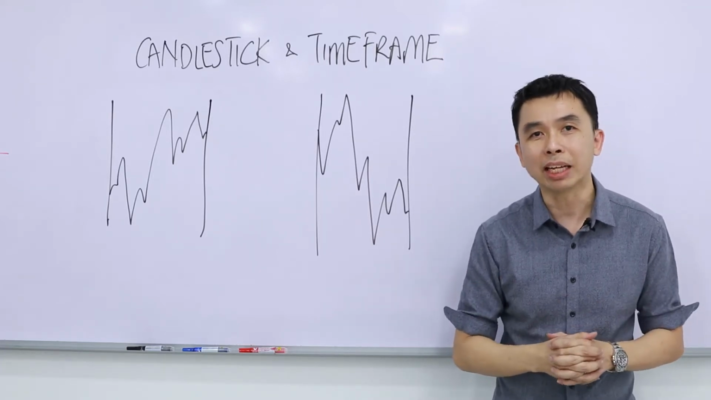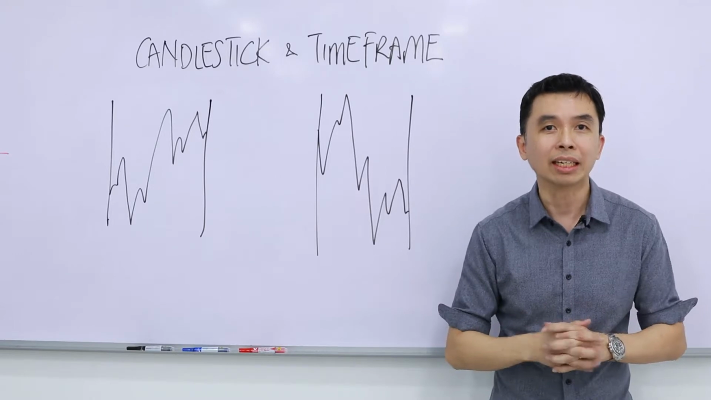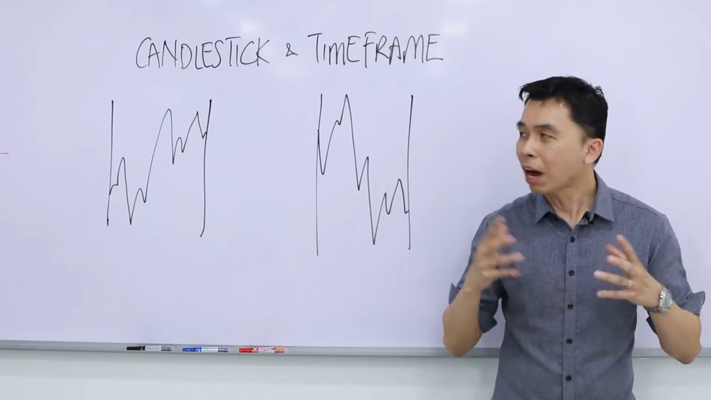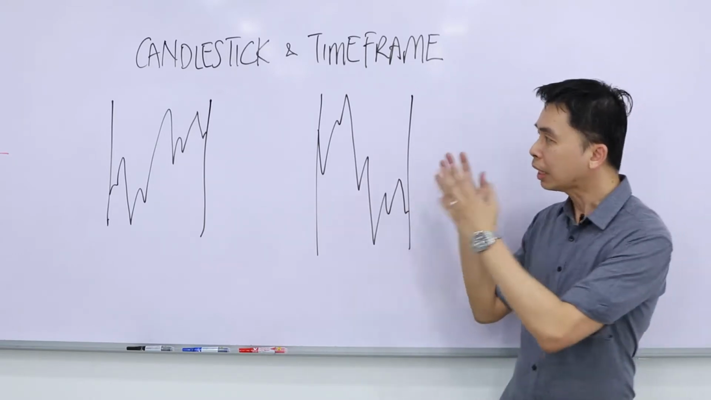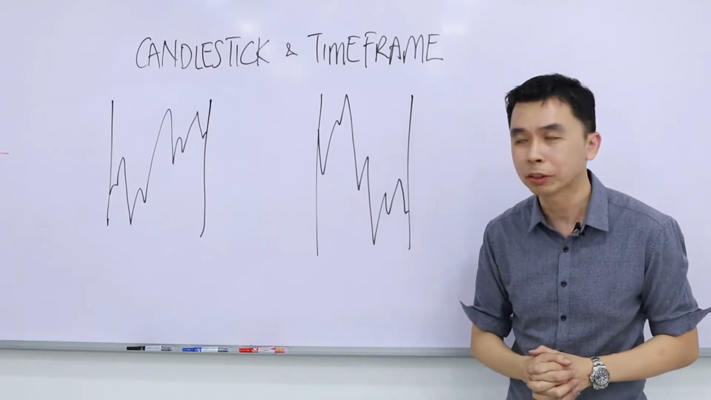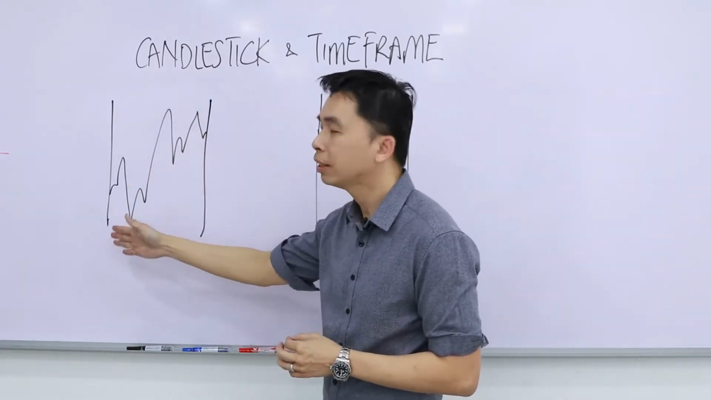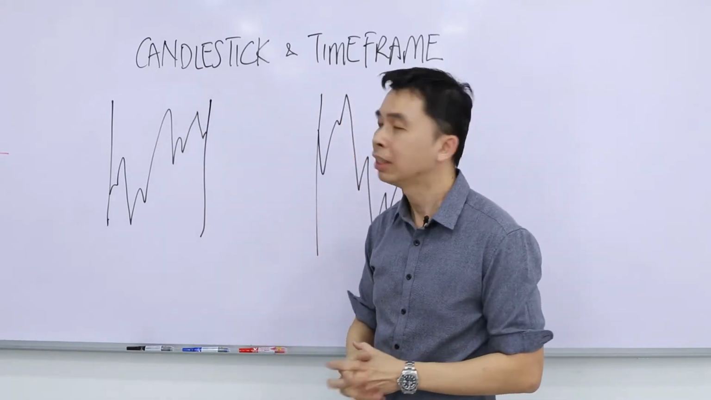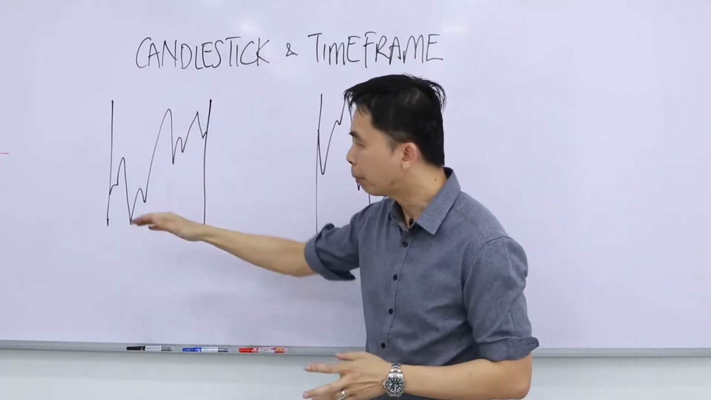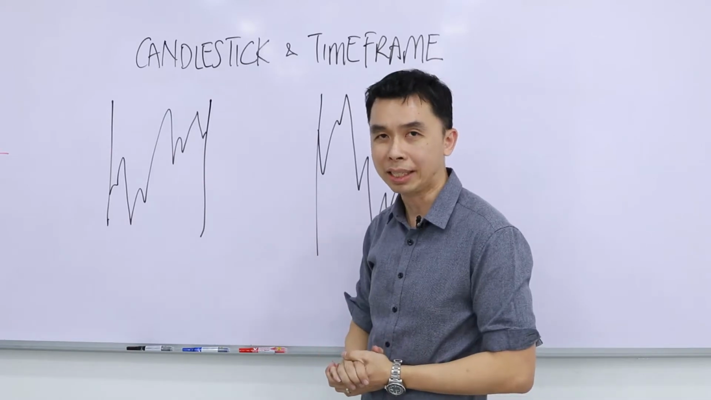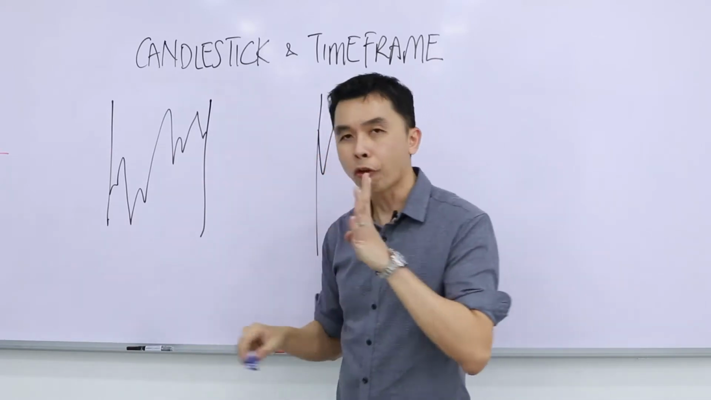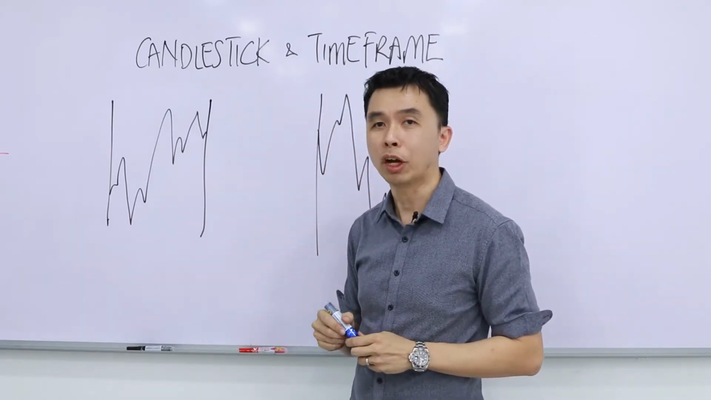Candlestick is invented by Japanese to trade rice. How does it work? Let us look at two examples. On the left hand side, there's a start period and the end period. Within this period, the price can fluctuate up and down. There are four prices that you need to take note of.